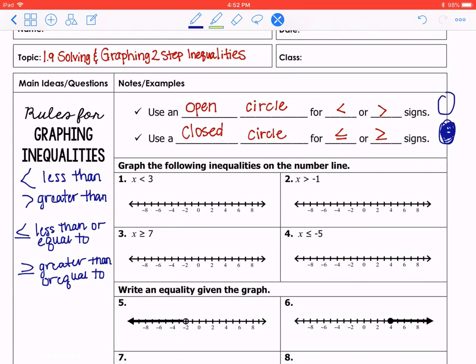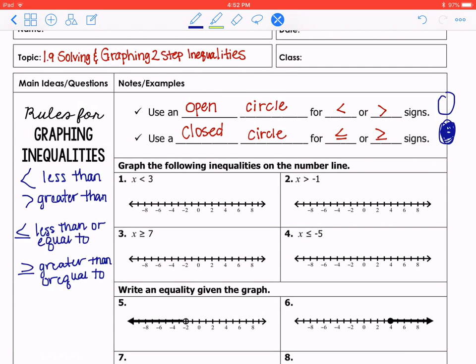Hey Algebra 1. Today we're going to be doing 1.9, solving and graphing two-step inequalities. We're going to review beforehand about these rules for graphing. On the left, I put the different inequality signs and what they represent. So less than, greater than, less than or equal to if it has a line underneath, and then greater than or equal to, and it has a line underneath.